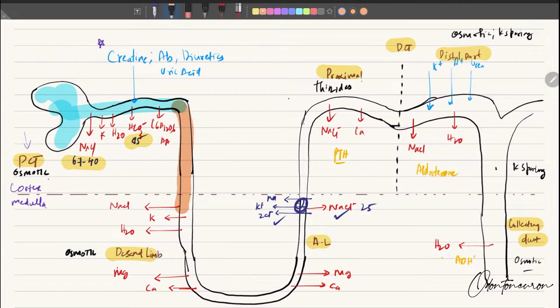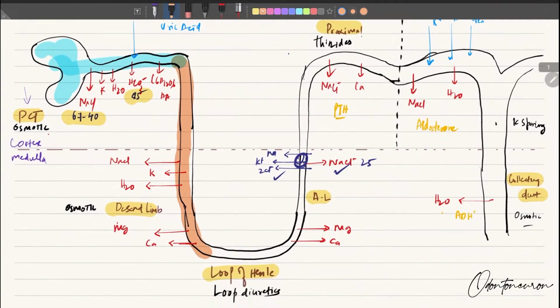What you see now in the different color is your descending limb, because it's descending down, right? So therefore it's the descending limb. The descending limb is permeable to water, so it can reabsorb water, and it also reabsorbs sodium chloride, around 25 percent. Your potassium is reabsorbed, your water is reabsorbed, and your magnesium and calcium are being reabsorbed. So that's what the descending limb is about.